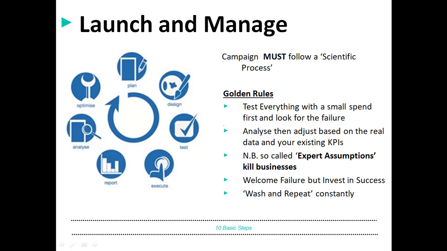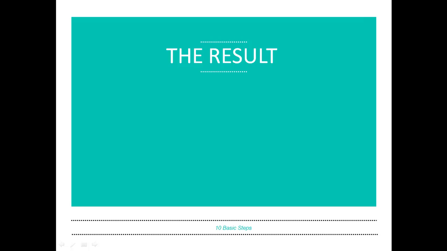Then welcome failure, but invest in success. Okay, so you're looking for the failure and looking for the successes. You're going to bin the failures and repeat the successes, and then wash and repeat the process constantly. And you need to do it constantly in the long term. So there you go. Those are the 10 steps to building a marketing strategy. And I think we've probably just about done it under the 10 minutes.